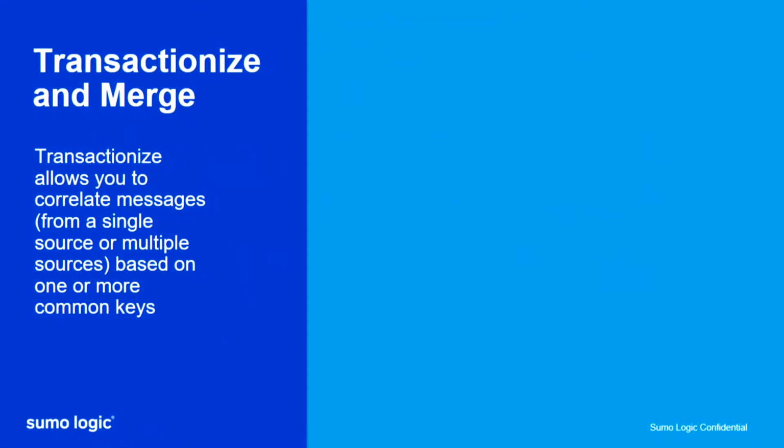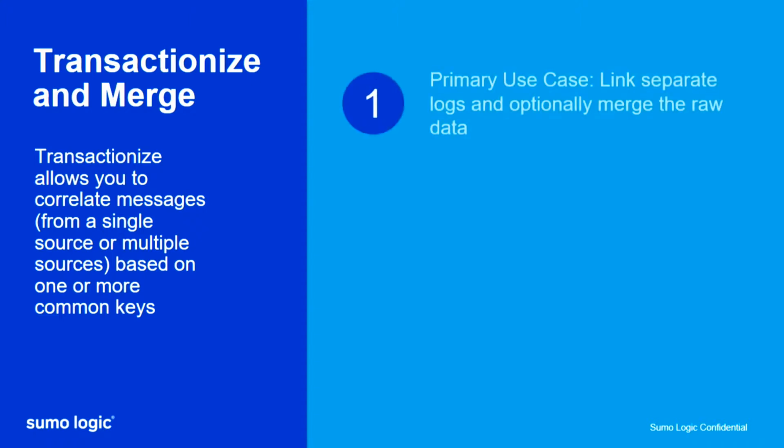Next up is transactionize and merge. Transactionize and merge is distinctly different from transaction in that it's going to link the logs together in the same way that the transaction operator did. However, with transactionize, we have the option to merge the raw results. So transaction is an aggregate operation. Transactionize is going to operate on the raw logs. It's not going to aggregate them per se, but we can optionally merge those results if we want to in a single compact result. Okay. So the primary use case for transactionize is linking the logs and optionally merging the raw data.